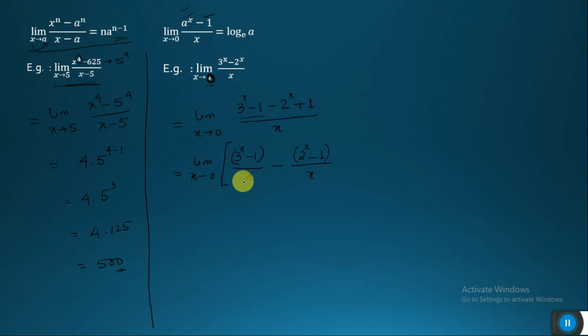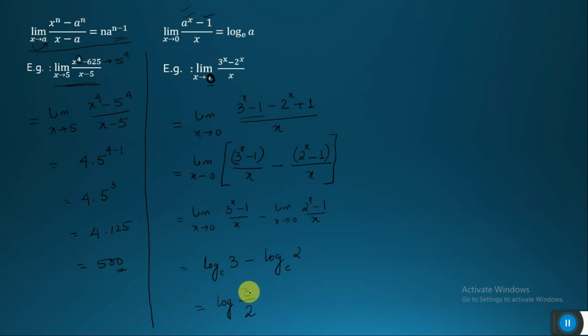Now fundamental theorem of limit says what? If you have two functions like this, you split your limit. Limit x tending to 0, (3 to the power x minus 1) by x, minus limit x tending to 0, (2 to the power x minus 1) by x. This is what I am getting. So this will give me what? Log base e of a. What is a here? a is 3, minus log base e of 2, because a is 2 here.